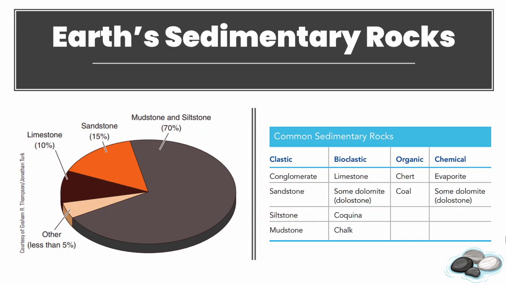We've mentioned the four common types of sedimentary rocks: clastic, bioclastic, organic, and chemical. In the table here at right, we can find examples of these types of rocks. Clastic: conglomerate, sandstone, siltstone, mudstone. Bioclastic: limestone, dolomite, coquina, chalk. Organic: chert, coal. And chemical: evaporite, and some dolomite.